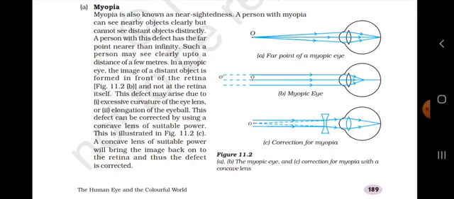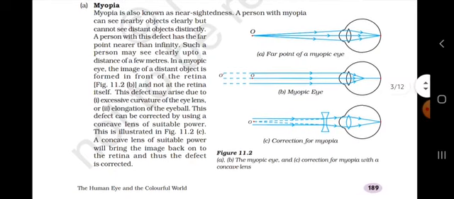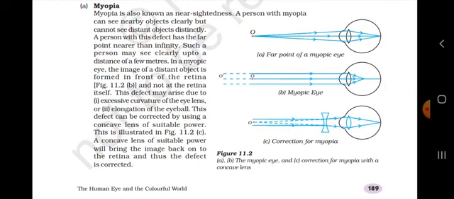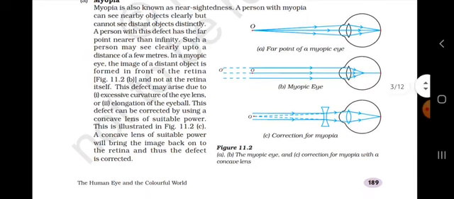The elongation of the eyeball means the eyeball size increases. It is being stretched. Or we can also say that the eye lens has an excessive curvature. There is too much bend in the eye lens, and that can also result in myopia.